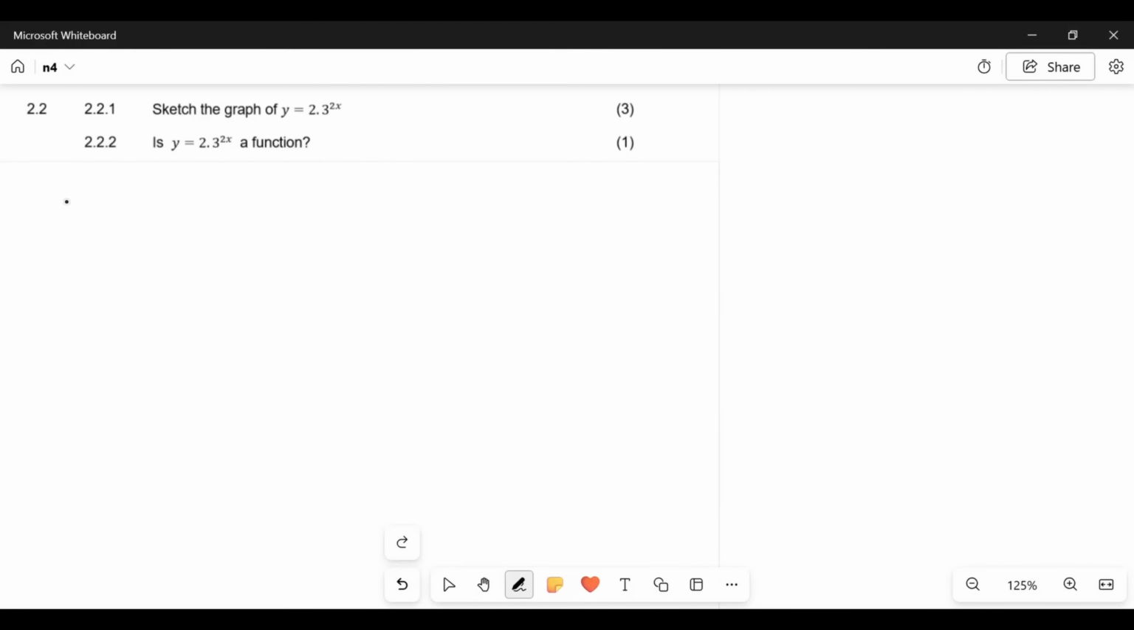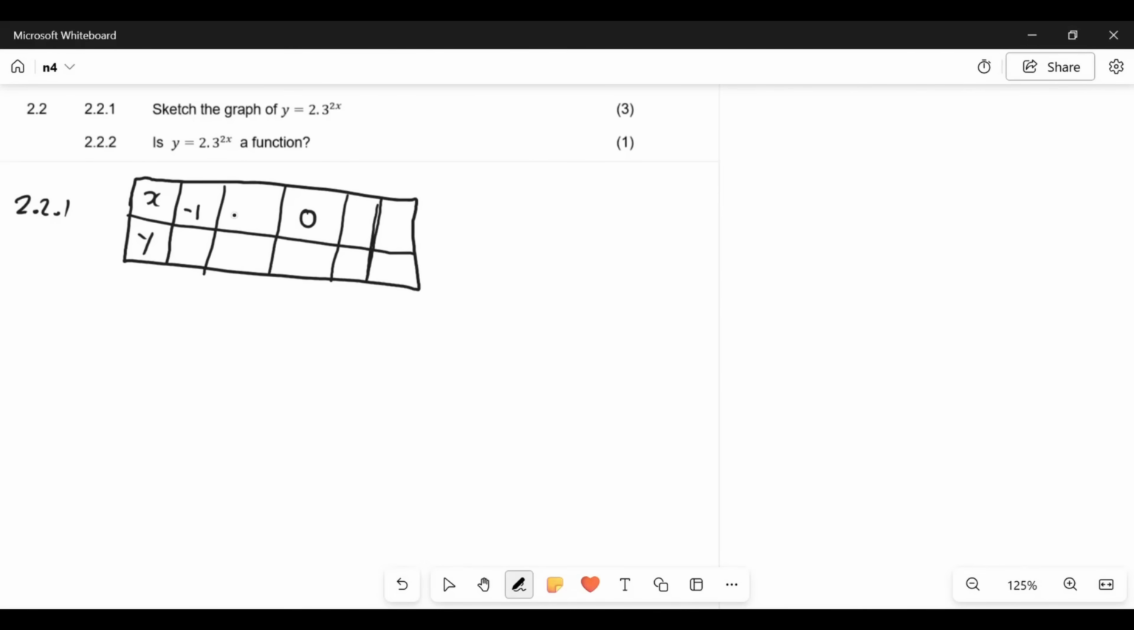So let me first create a table, and then let's draw our graph. All right. So let's look at the x entries then. As you can see, I have -1 and -0.5, and then 0, 0.5, and +1.